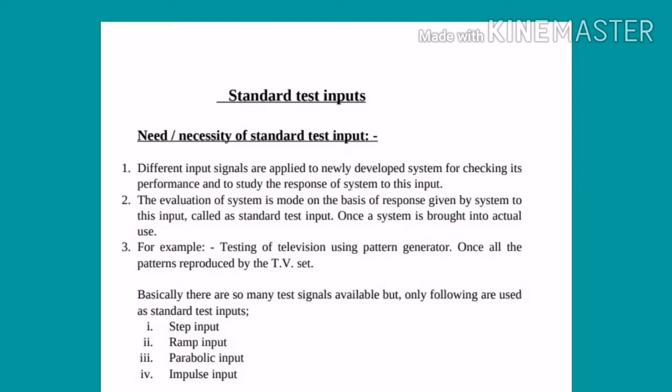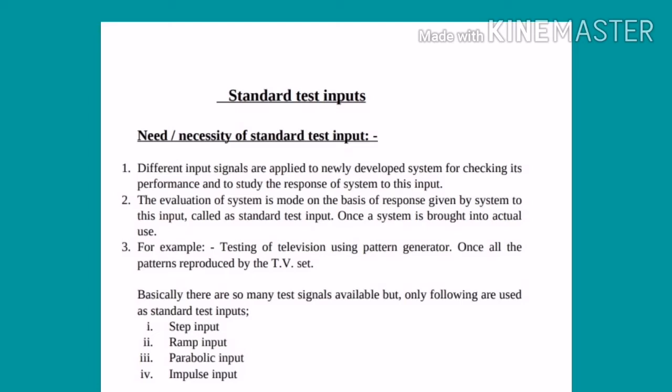Basically, there are so many test signals available, but only the following are used as the standard test inputs. That is, in our syllabus we have 4 test inputs basically. First is step input, second is ramp input, third is parabolic input, and fourth is impulse input. We are all familiar with these signals from your earlier classes, that is in second year. Still, these signals will now be studied in detail.